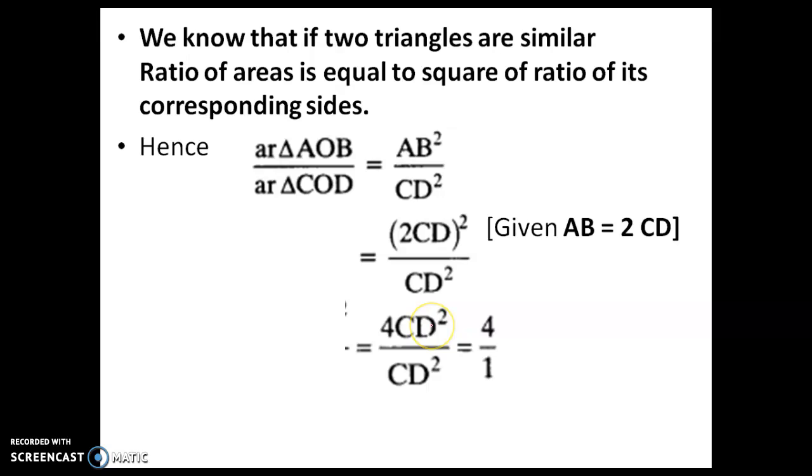So CD square is there. Numerator also CD square, denominator also CD square. So CD square and CD square will get cancelled. So you will be left with 4 by 1 here. That's why you are getting the ratio as 4 by 1. So this triangle is 4 parts, this is 1 part. That's the ratio. So the ratio of area of triangle AOB to area of triangle COD equals 4:1. This is the answer.